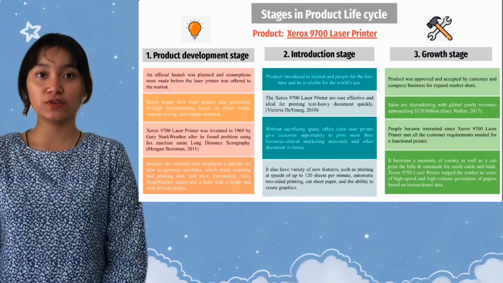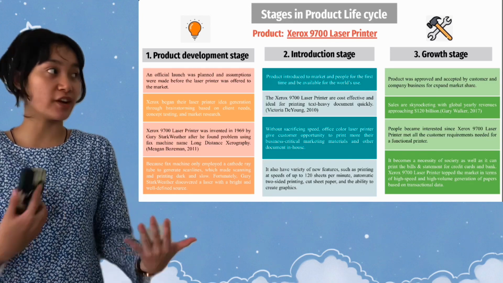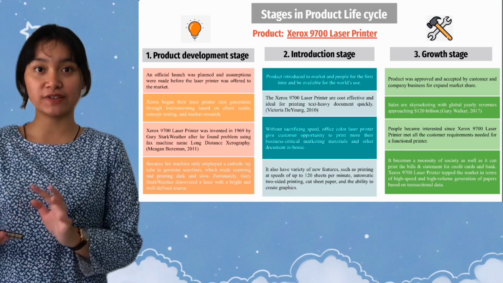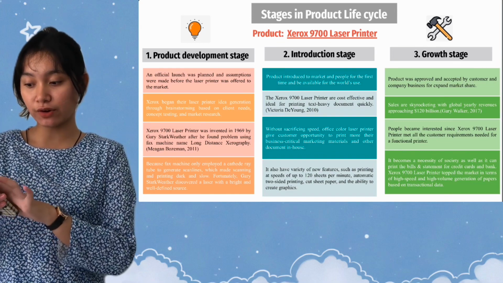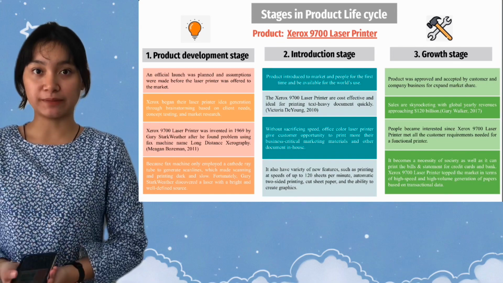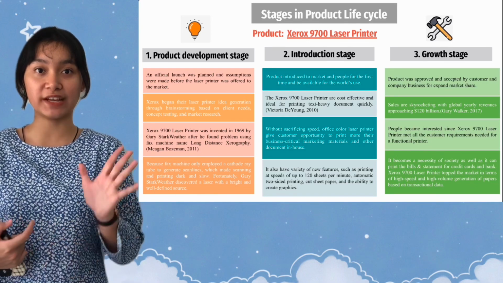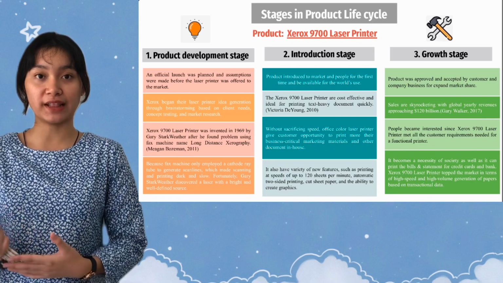VDB2207007. So today I'm going to present about the Xerox product life cycle. I'm presenting the Xerox 9700 laser printer. So like other companies, Xerox has five stages of product life cycle.